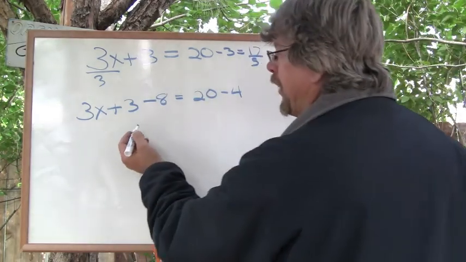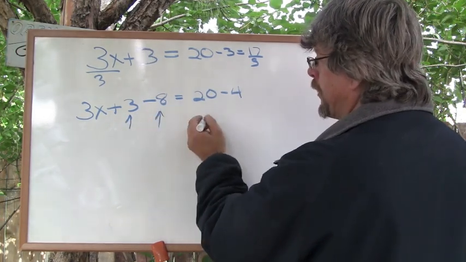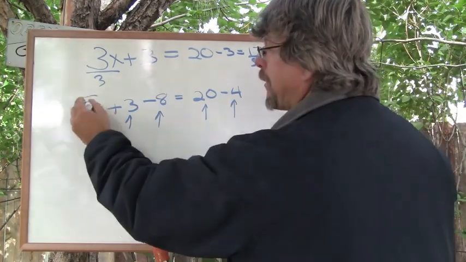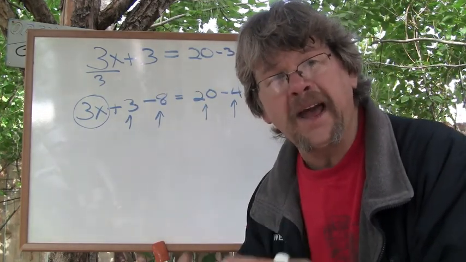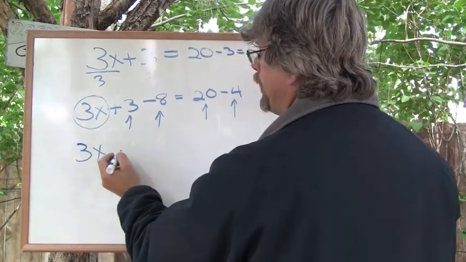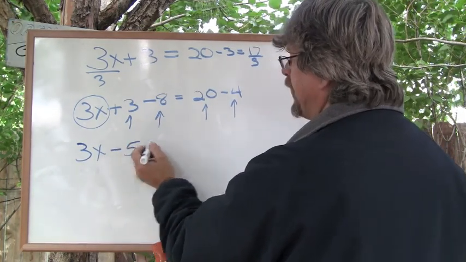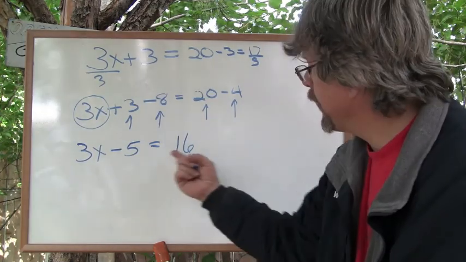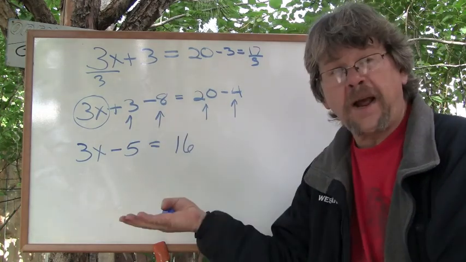What you have here is like terms. There's a number, there's a number, there's a number, there's a number. The 3x is the oddball out here, right? So combine your like terms first, and that'll help you begin solving the equation. This is basically 3x. What's positive 3 minus 8? Minus 5 equals, what's 20 minus 4? 16. And here you are. You're back to this kind of equation. You just had a couple extra steps is all.